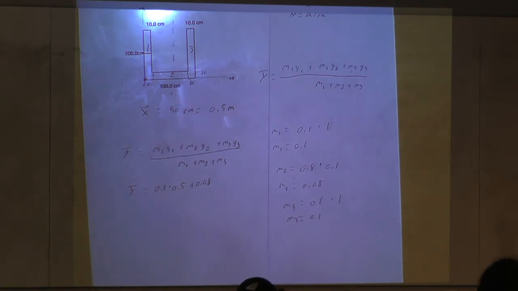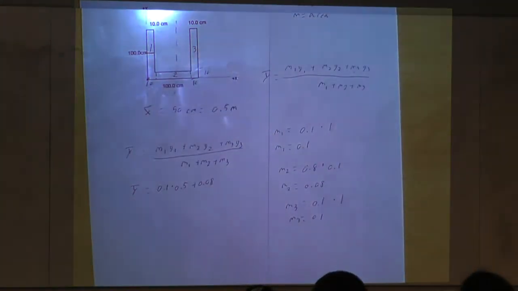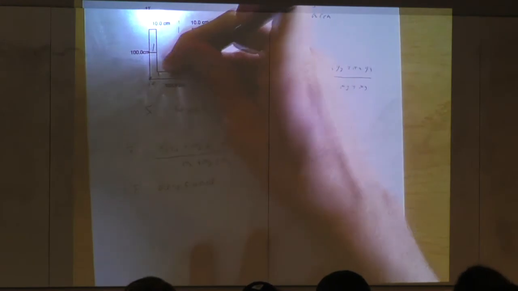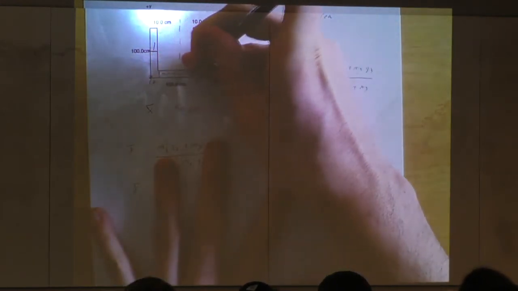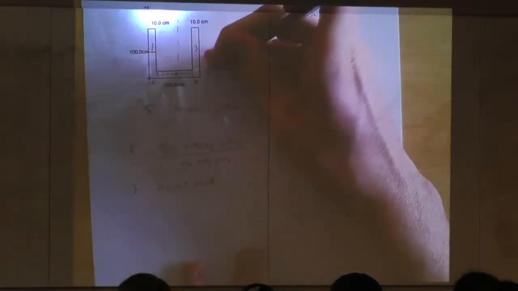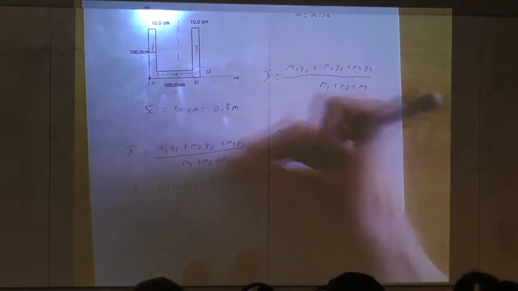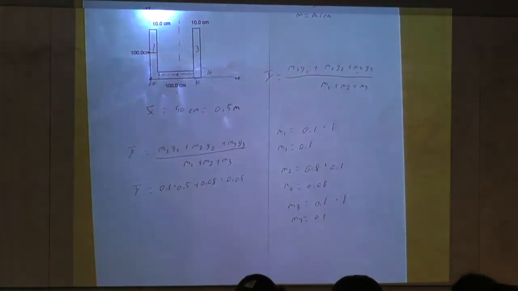So if we know that this is 10 centimeters down here, where do you think the center of mass in the y direction is for the second piece? It's going to be once again halfway up through it. So the halfway point in this one is going to be that little line right there. So that's 0.05, because 10 centimeters divided by 2, and then into meters.